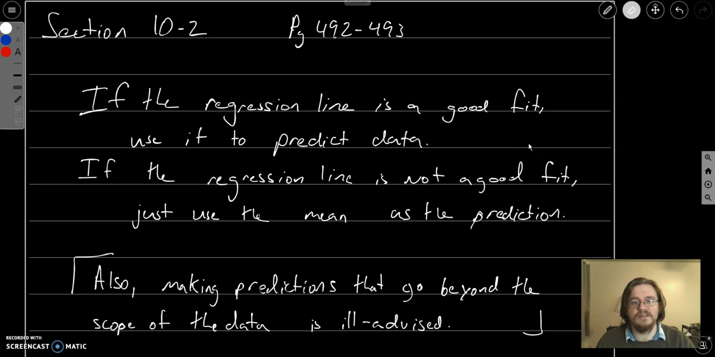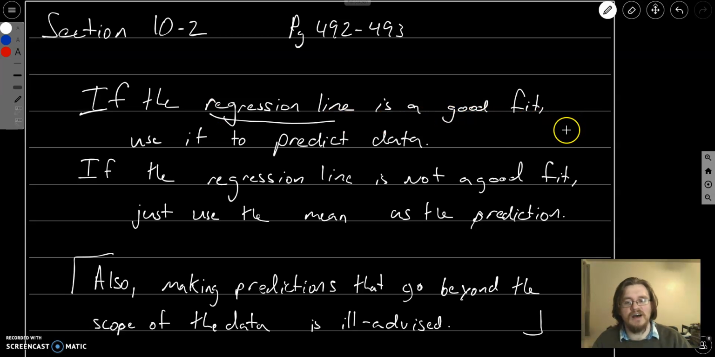Hello and welcome back. In this video we'll continue looking at section 10.2 on regression lines, and we'll start to use regression lines to make predictions for our data. We pretend that we've looked at the data, we've seen that it maybe is somewhat linearly correlated, and we've drawn a regression line. If that regression line is a good fit, we can use the equation for the regression line to make a prediction, to predict the data value.